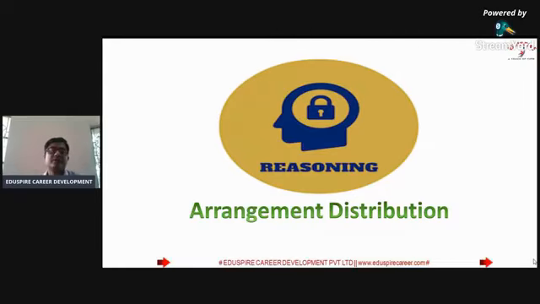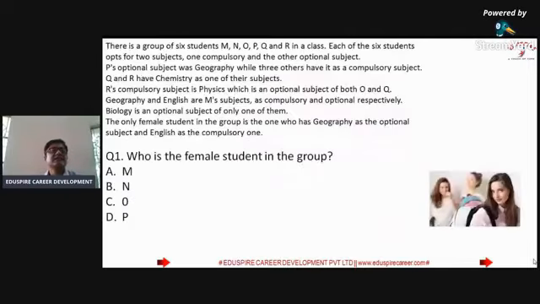Today we are going to have a discussion on the arrangement distribution pattern of question. So your question is like this. There is a group of 6 students M, N, O, P, Q and R in a class. Each of the 6 students opts for 2 subjects, one compulsory and the other optional subject.